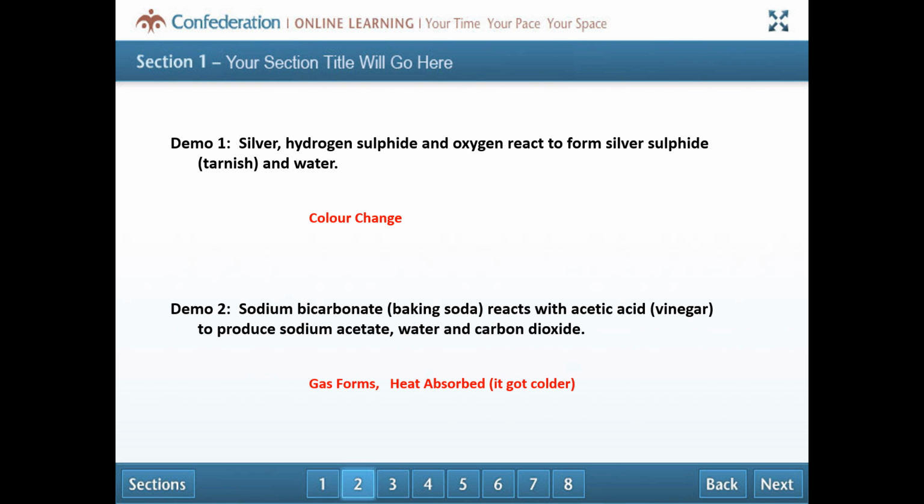You don't have to have just one thing showing that you have a reaction happening. You could have two. In that demo, gas was formed, you saw all those bubbles, and then heat was absorbed. We could feel that baggie got colder. Okay, so you should be able to recognize chemical reactions and when they've happened.